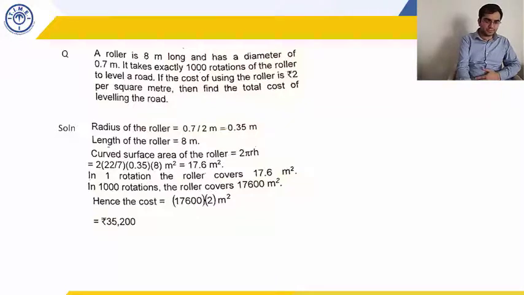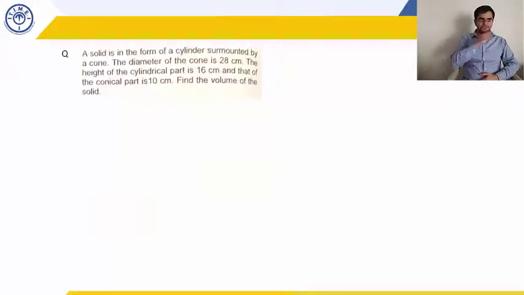Okay, let's move to the next question. A solid is in the form of a cylinder surmounted by a cone. This question is similar to the toy question. Diameter of the cone is 28. Height of the cylinder is 16. Height of the conical part is 10. Find the volume of the solid. Very straightforward question. Please calculate it quickly.